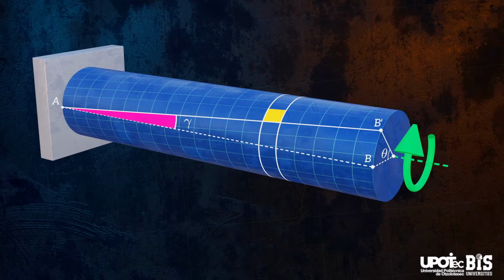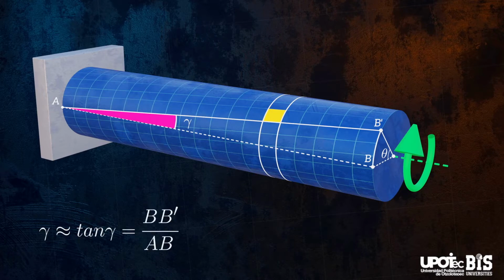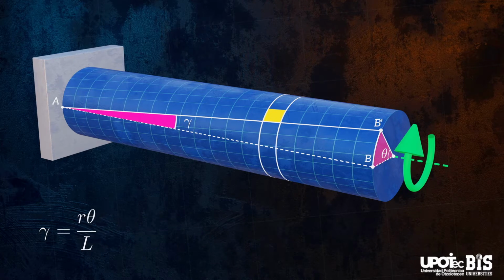For small angles, gamma will be approximately equal to the tangent of gamma, which makes it equal to the length BB prime, divided by the length AB. AB is the length L of the bar. We can calculate the length BB prime by realizing that it is the arc length of a circle with a radius r, covering an angle equal to the angle of twist, theta. So the shear strain is equal to the radius of the bar multiplied by the angle of twist, divided by the length of the bar.